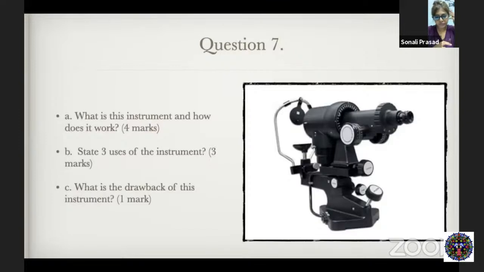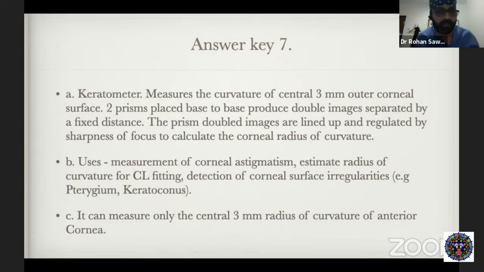Okay. What is one drawback of this instrument? The central 3 mm it actually captures. Good, very good. So it only measures the central 3 millimeters of the curvature of the front or the anterior cornea. So these are the keys for this question.